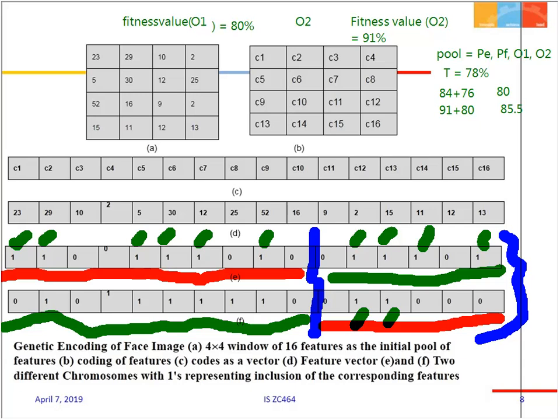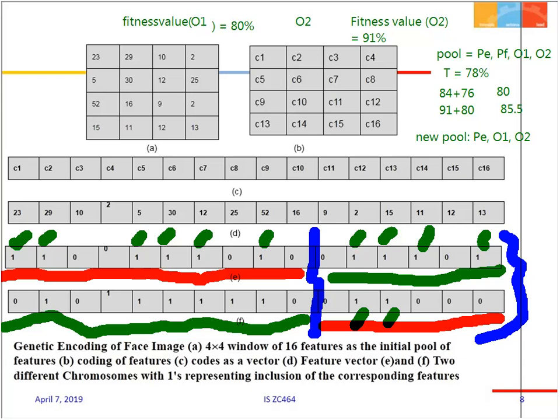So when to stop calculating the fitness function? Initially we got 84% and 76%. After crossover we got 91 and 80. So it can still go on. It is a very good question. You have to understand how to converge. Convergence of these algorithms is very important.